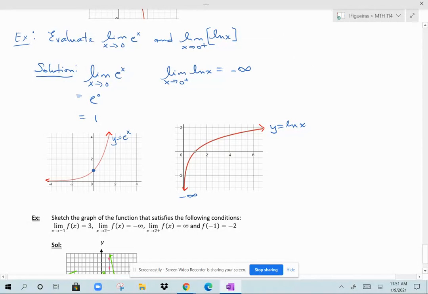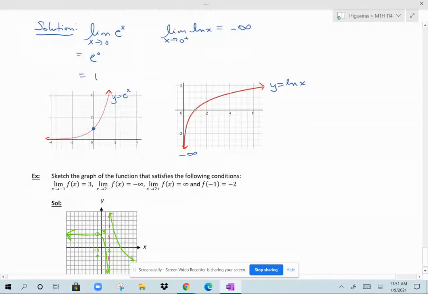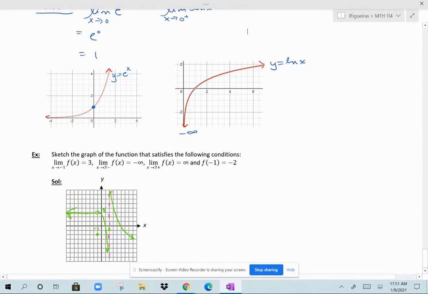Okay, one more problem where we are sketching. So we want to sketch the graph of the function that satisfies the following conditions. We have the limit as x approaches negative 1 of f of x equals 3. The limit as x approaches 2 from the left. Remember, this means negative 1, but this means 2 from the left. So the limit as x approaches 2 from the left of f of x approaches negative infinity. 2 from the right approaches infinity. And f of negative 1 equals negative 2.